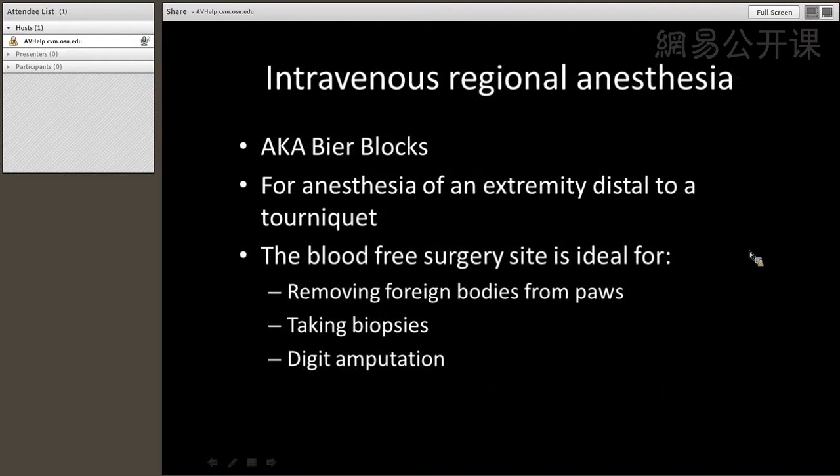Intravenous regional anesthesia is also known as a Bier block, and that's B-I-E-R, not B-E-E-R. Usually it's used for anesthesia of an extremity that's distal to a tourniquet. So in order to do this, you are going to have to place a tourniquet. It's nice to have a blood-free surgery site for the surgeons. Typically we would do this if they were taking a foreign body out of a paw, doing biopsies, or for a digit amputation.